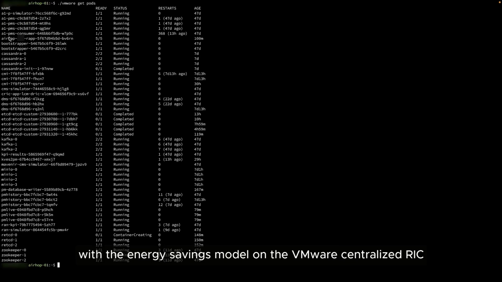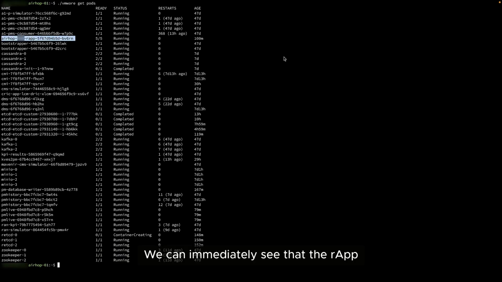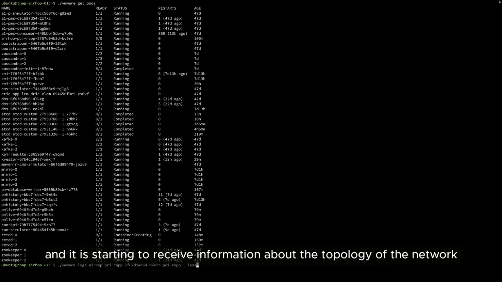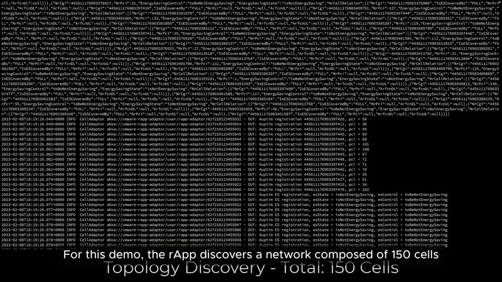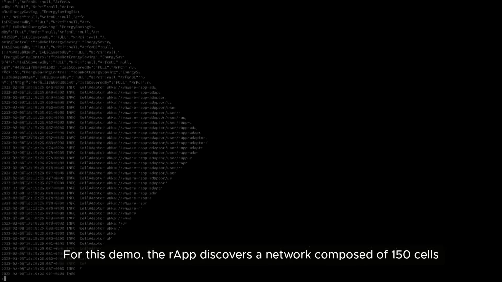We now launch AirHop's rApp with the energy savings model on the VMware Centralized RIC. We can immediately see that the rApp has successfully connected with the RIC, and it is starting to receive information about the topology of the network. For this demo, the rApp discovers a network composed of 150 cells.